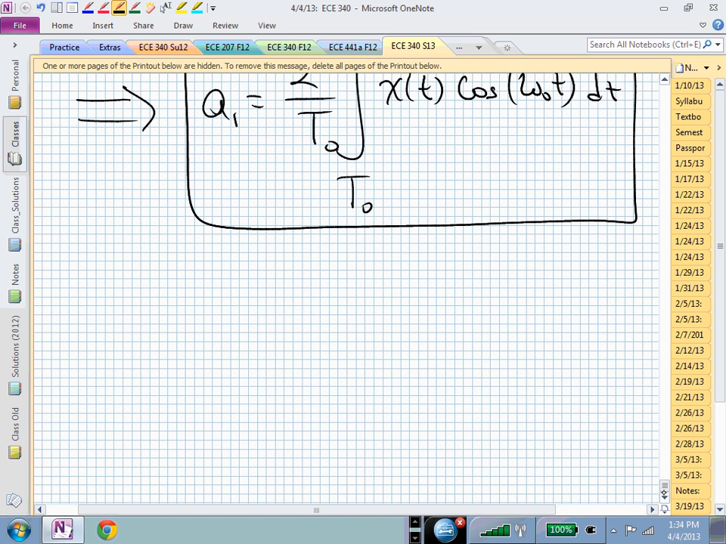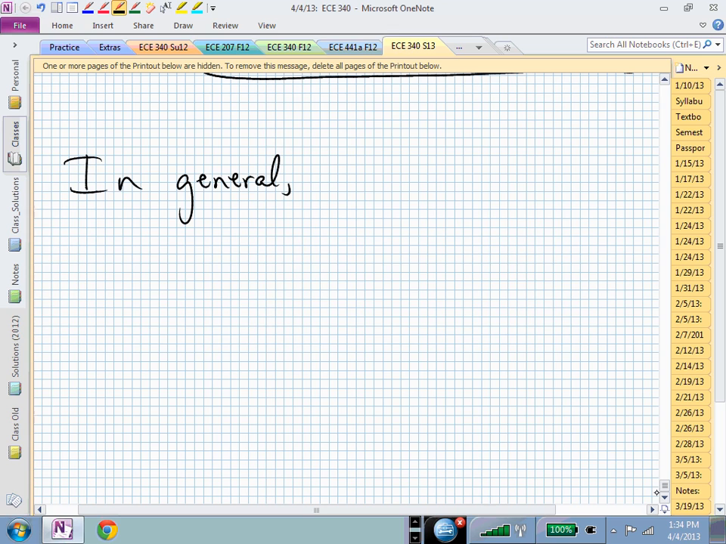That means then that in general, to find the coefficients, to find the a's and the b's, a sub 0 was just the average value, wasn't it? We had 1 over T naught integral of x of t dt over T naught. That was the average value of x.